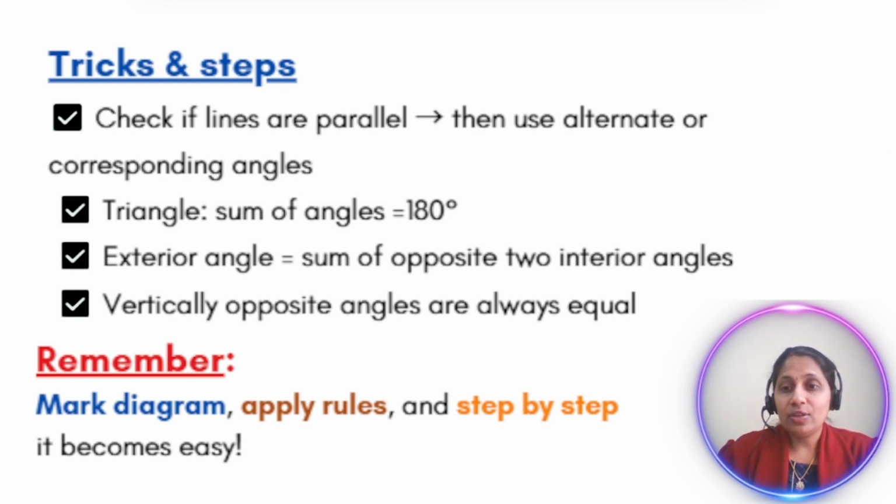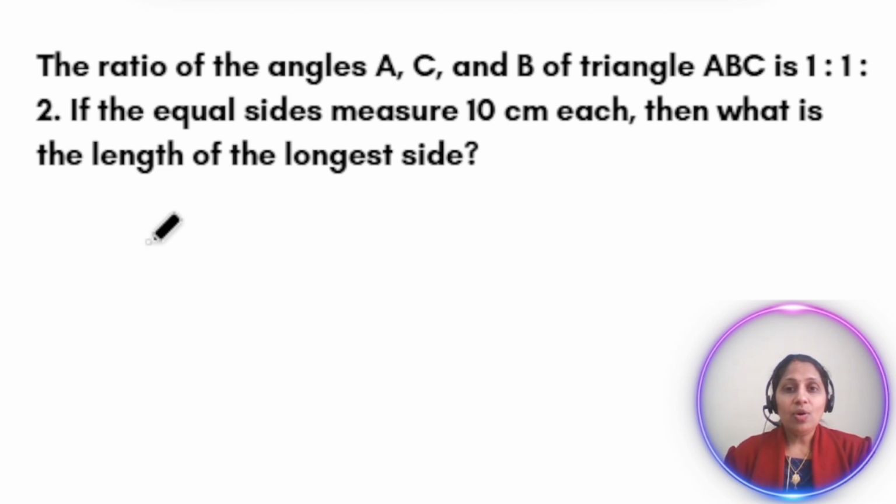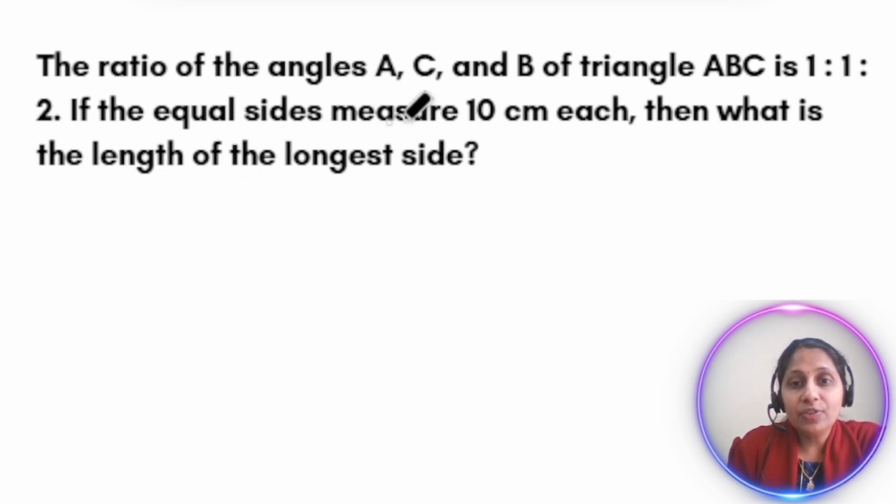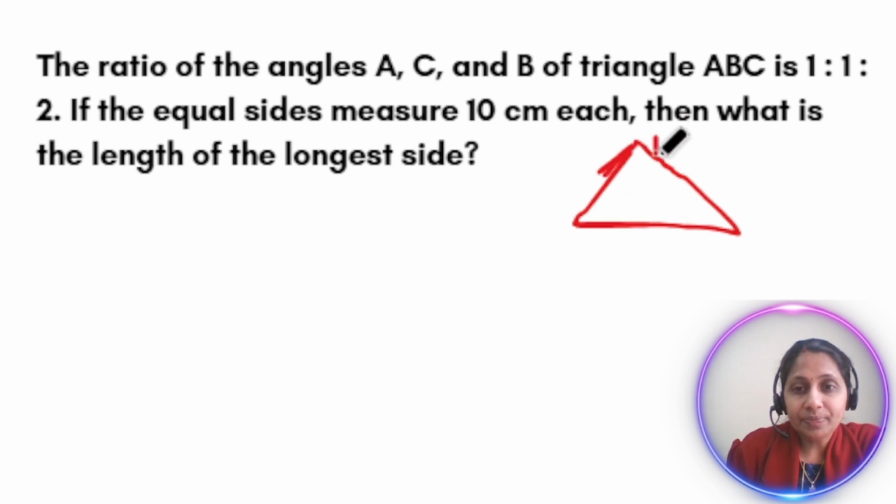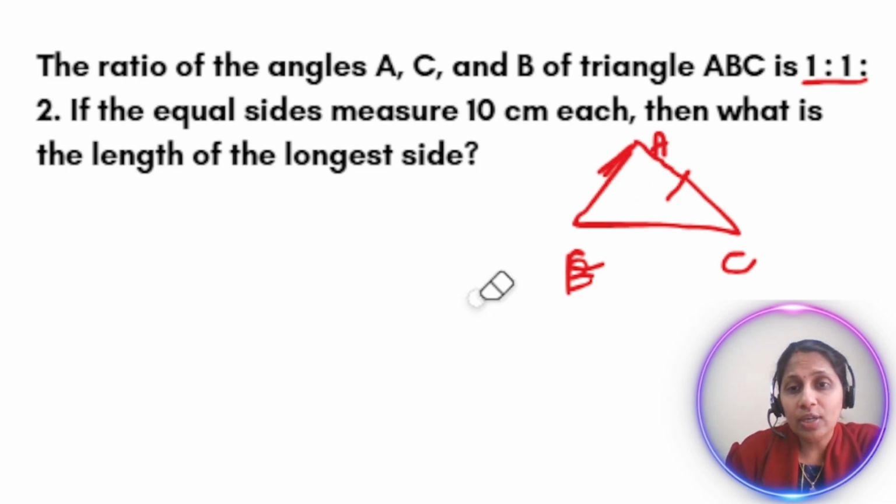So now let's go to the problem. The ratio of the three angles A, C, B. So they have given A, C, B, so go in the same order. Say, for example, if this is the one, A, C, okay, A, B, C. Let's take it in this way only. The ratio of the angles ACB of the triangle is 1:1:2. As you can see, the two sides are equal. So in order not to confuse you, I'll go in the same order as per the question.